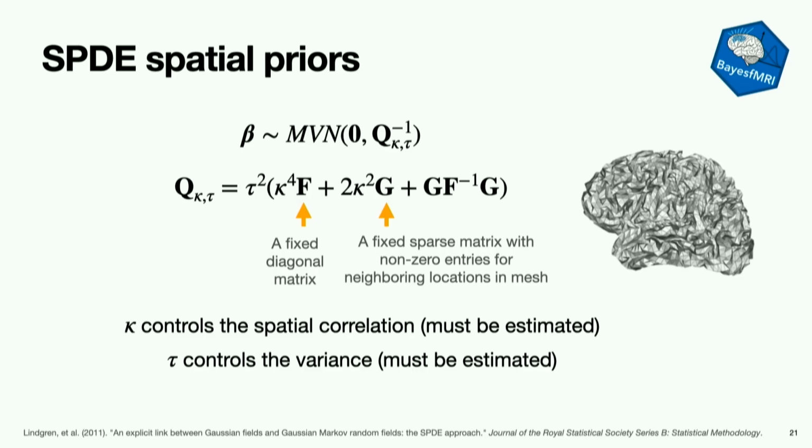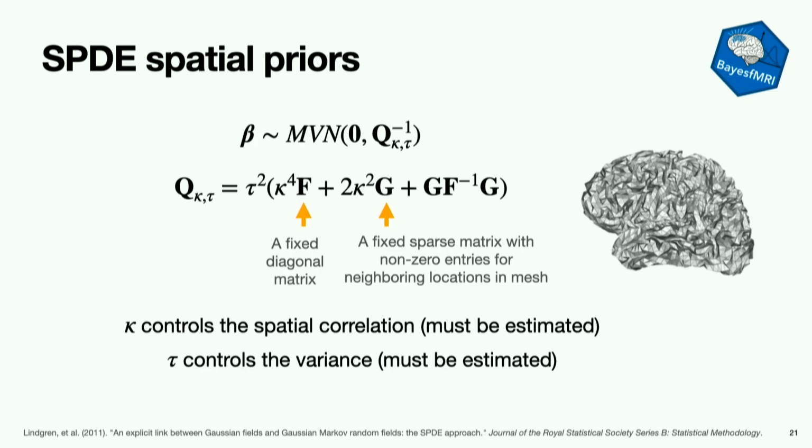Okay, so again, I'm trying not to make it scary at all, but I do want to show you a little bit of what's under the hood. So we have this Q matrix. This is our inverse covariance. And this inverse covariance is defined by some matrices F and G, which are known. We don't have to come up with those. They're determined based on the mesh structure, so they're fixed. They don't have to be estimated or anything. And two parameters, tau and kappa.